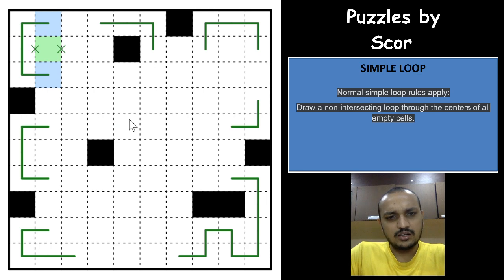I am just elaborating in simple words, right? So what happens if there is a cross here?